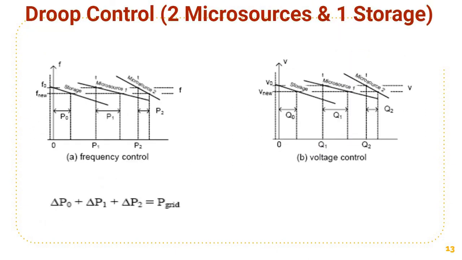This is a typical example of droop control with two microsources and one storage device. So this is microsource 1 and microsource 2 and a storage device. You can see that F0 is the nominal frequency, which is 50 Hertz. As the frequency changes, the microgrid goes to a new frequency, F new.